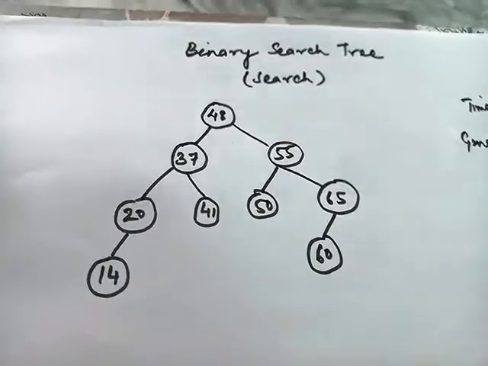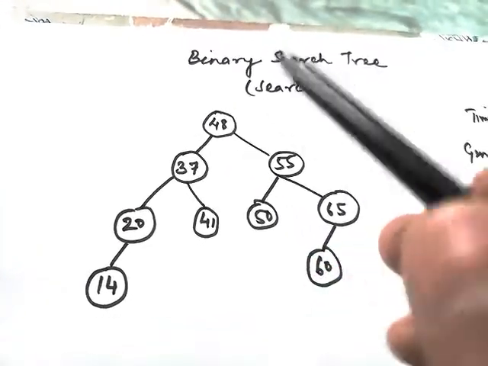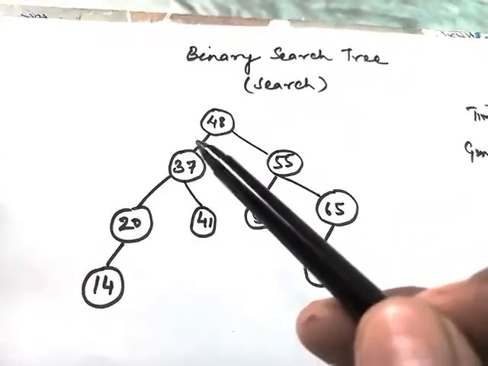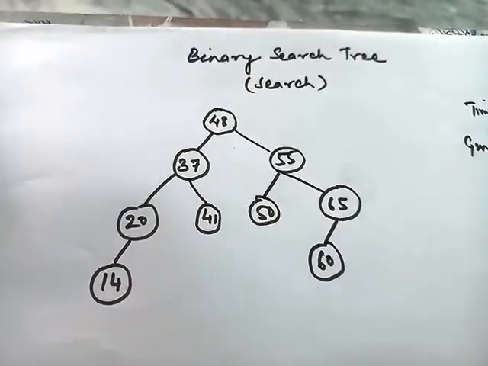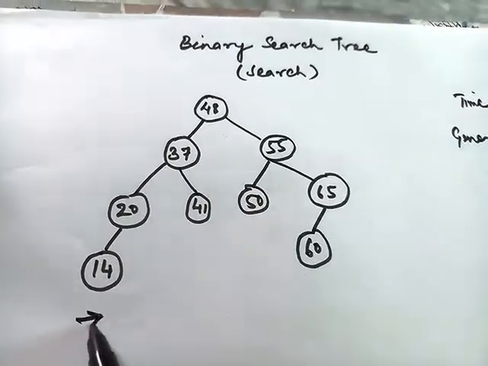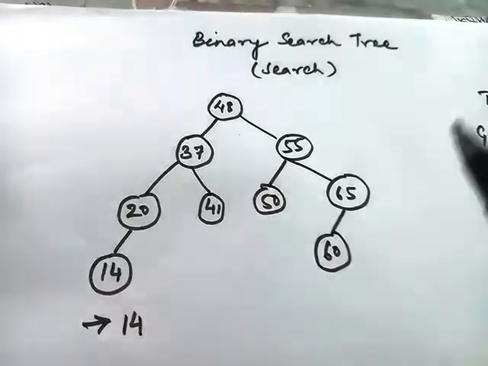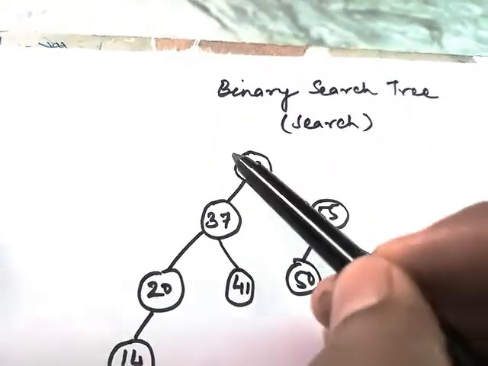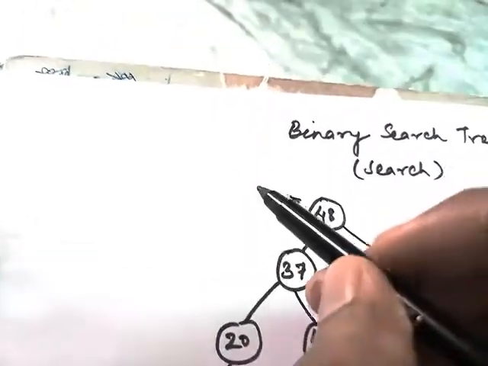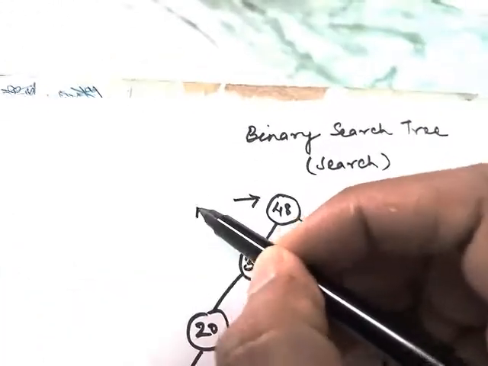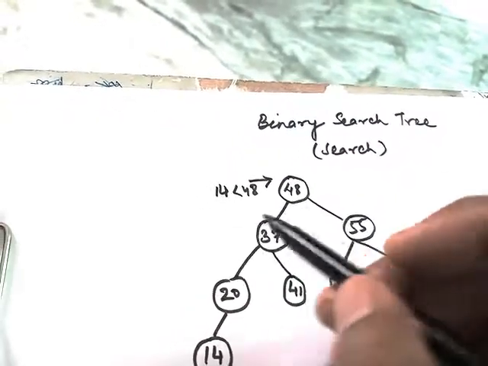Just see this. Assume that we have a binary search tree where the root is 48. All the values less than 48 are in the left subtree. All the values greater than 48 are in the right subtree. Assume that we have to search for the value 14. How will it be done? First it will compare with the root. 14 is less than 48, so it will go to the left.